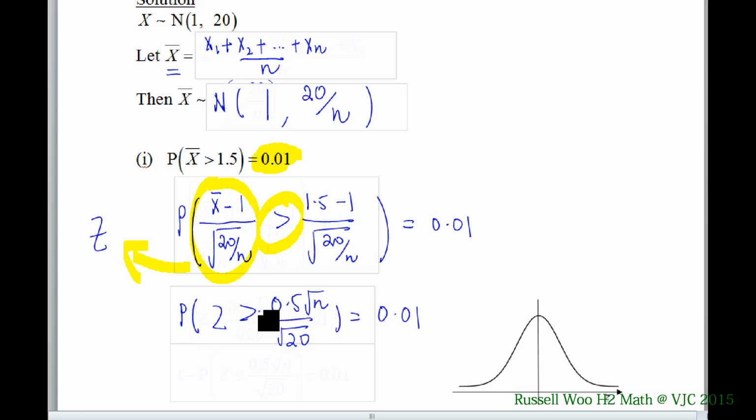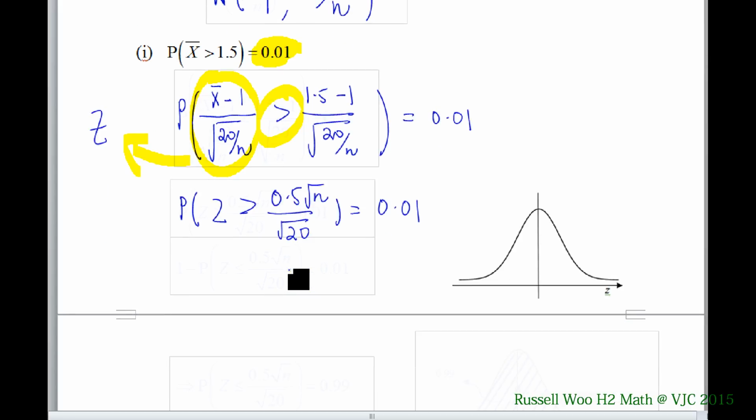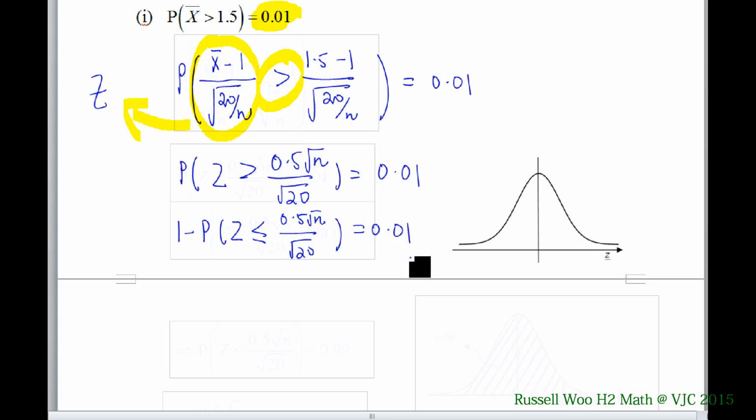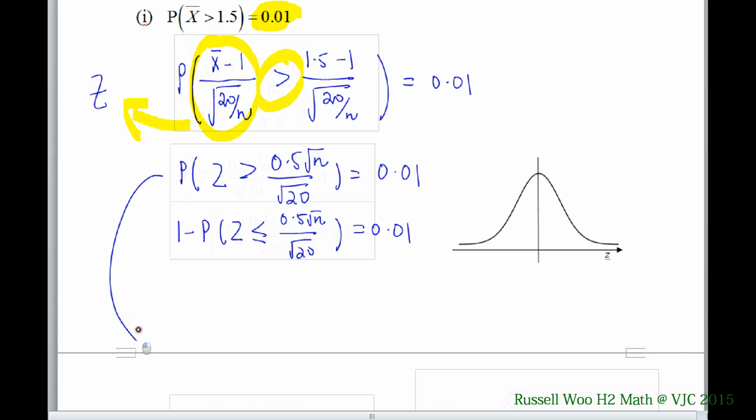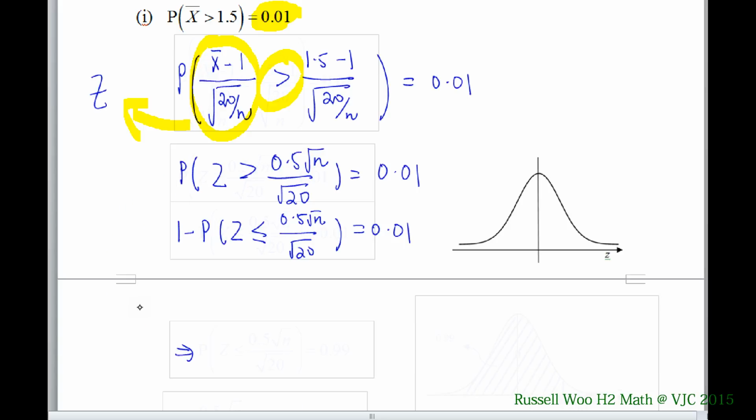Okay. Now, like I said, you cannot inverse norm now because it's an upper bound. So you change it to a lower bound. Then you get 1 minus probability z smaller or equal to 0.5 n over root 20 equals 0.01. A bit long-winded. Actually, most of us can jump from here to here.